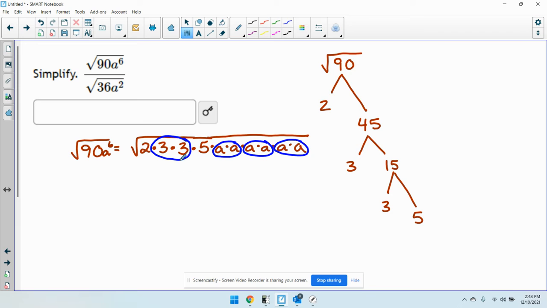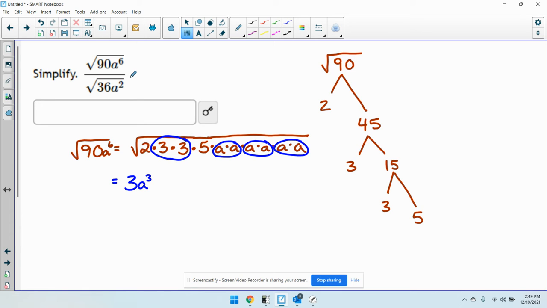So everything I've circled is going to come out, and I'm just going to write it once. Ignore the 2, 5, and everything else. I have the square root of 3 times 3, the square root of 9, which would just be 3. So I'm just going to pull this 3 squared out, and I'm left with a 3 out in front. This a squared I'm going to pull out and get an a. Same with this a squared, same with this a squared. So I'm really pulling out 3 sets of a squared. So this is going to be a to the third.